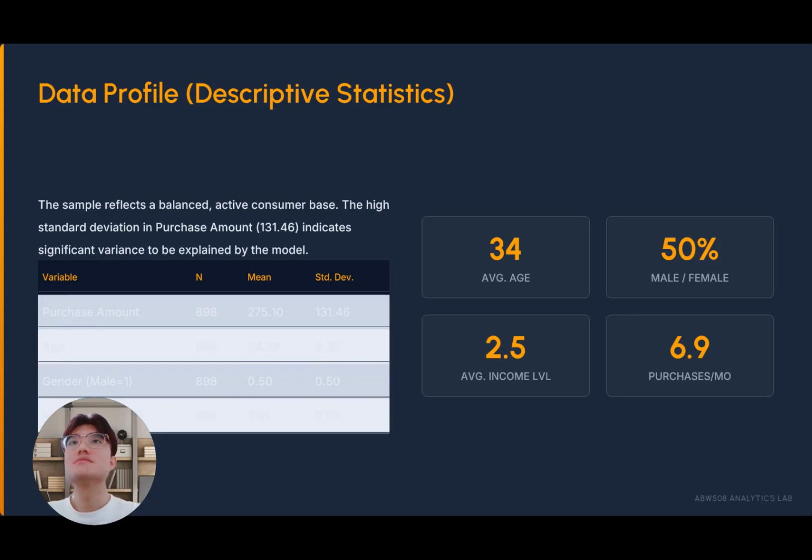Slide 6. Data exploration. Let's look at the data itself. After cleaning, we had a robust sample size of 898 consumers. The brand purchase amount averaged approximately 275 units, with a standard deviation of 131, indicating a healthy variance in spending habits. The age range covered 18 to 50 years, with the majority concentrated in the young to middle-aged demographic, the most active segment in e-commerce.